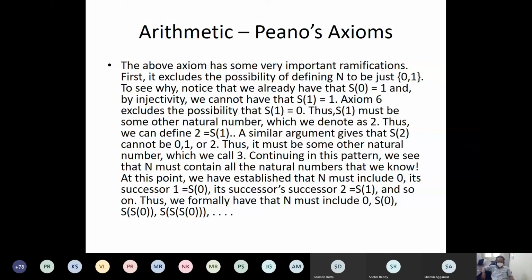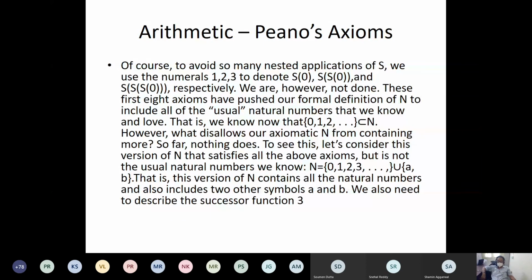Continuing in this pattern, we see that n must contain all the natural numbers that we know. At this point, we have established that 2 equals S1 and so on. Thus, we formally have that n must include 0, S0, SS0, SSS0, and so on. So is that all? Of course, to avoid so many nested applications of S, we use the numerals 1, 2, 3 to denote S0, SS0 and so on.